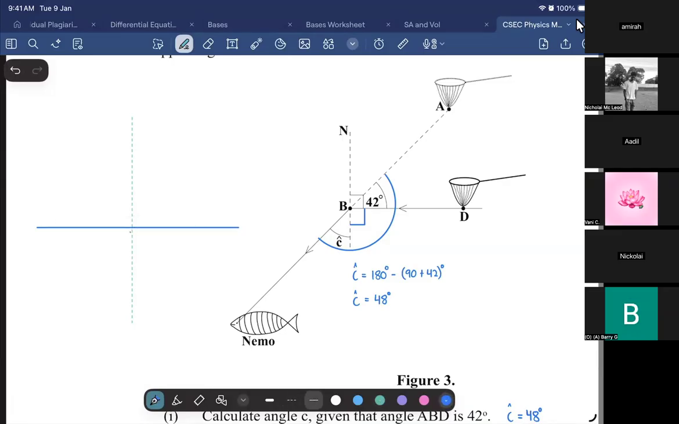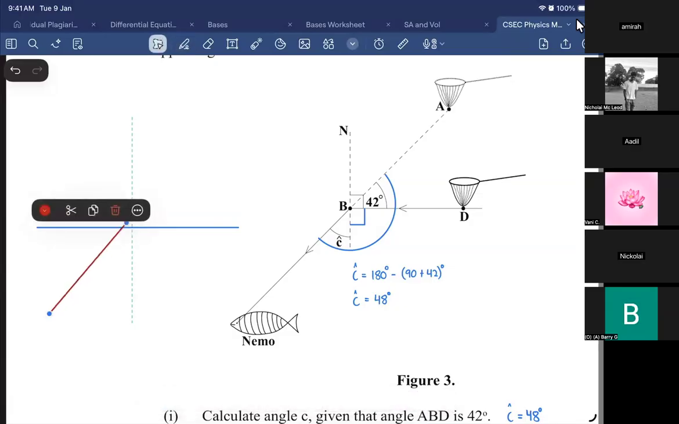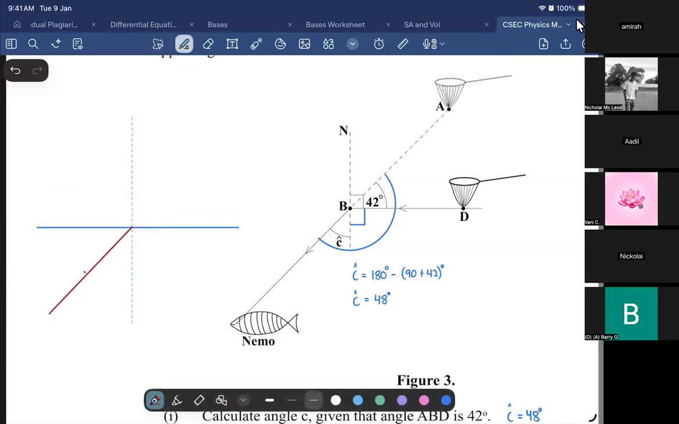So check this out, right? Let me just say this is the incident ray. What's the angle here? 48 degrees. And right now it's at the boundary line. So this is 90 degrees, right? Yes, sir. And we know that this is water, and this is air.